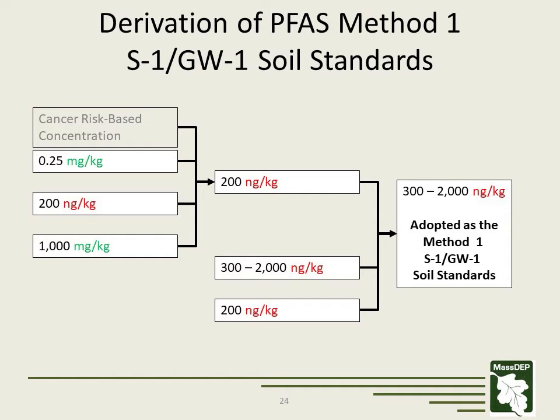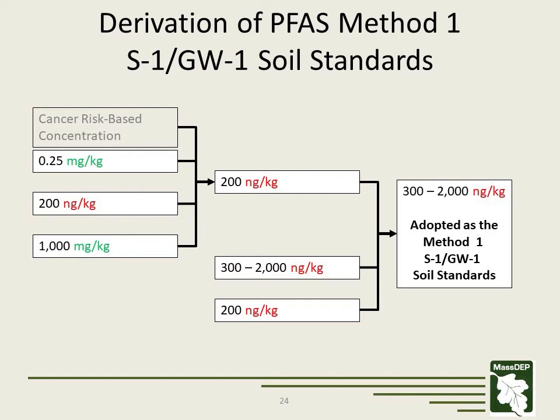Below that, the 1,000 milligrams per kilogram is the standard ceiling concentration that we use for setting all S1 standards. The lowest of these 3 values is selected to move on through the standard setting process. This is where the units are important. 200 nanograms per kilogram is the lowest value. It's the same as 0.0002 milligrams per kilogram. We now compare this value to the background soil concentrations that might exist and the analytical detection limits.